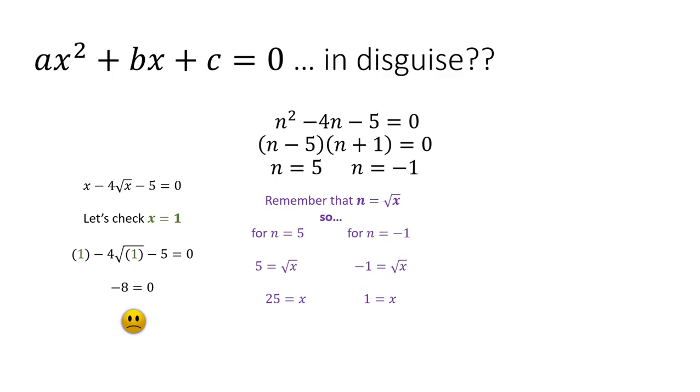We did all of our math correctly. It just works out that n is not possible. Let's check x equals 25. We'll plug it in for x. 25 minus 5 is 20. And the square root of 25 is 5. We're going to get 20 minus 20 equals 0. That is true. We found a winner. The solution to this problem, the only solution, is x equals 25.